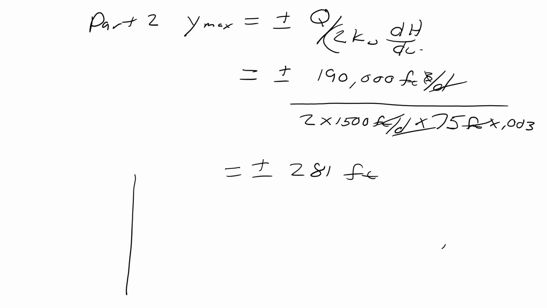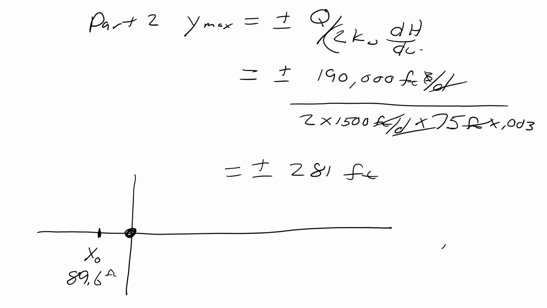So again, if we go back to our diagram, x naught, the stagnation point, was 89.6 feet from the well. And then the maximum width of this thing is 281 feet in one direction and 281 feet in the other. So basically a football field wide. So your capture zone is going to look something like that.